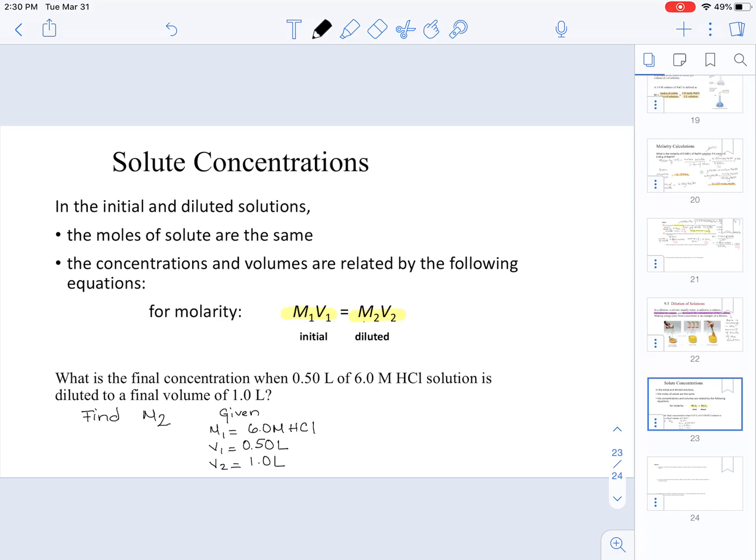So when we do this, remember that our equation states that M1 times V1 equals M2 times V2. In this case, we're solving for M2. So we need to rearrange the equation as M2 equals M1 times V1, everything divided by V2. Since all these variables are given, we plug them into the equation. We have 6.0 molar times 0.50 liters divided by 1.0 liters. Each one of these numbers has 2 sig figs. So when we multiply 6.0 times 0.50 and we divide it by 1, the value that the calculator gives us is 3, but we need to report 2 sig figs, so we're going to report it as 3.0 molar.